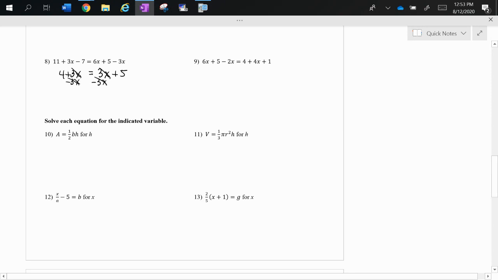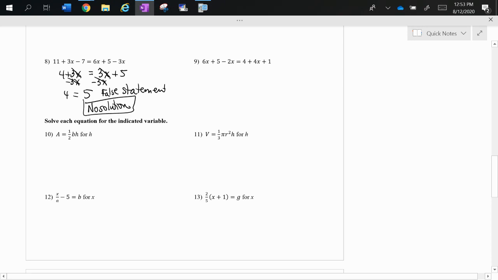And when I do that, I want you to notice that all the variables go away. So the rule is, we know that when all the variables go away, then our answer is either that there is no solution or there are infinitely many solutions. And since this is a false statement, 4 is not equal to 5, then I know that means there is no solution to this equation.